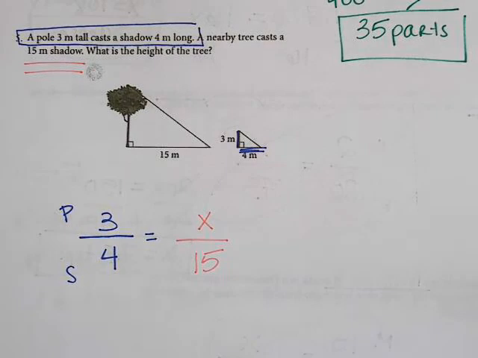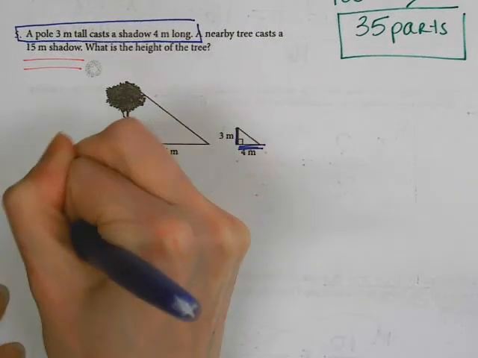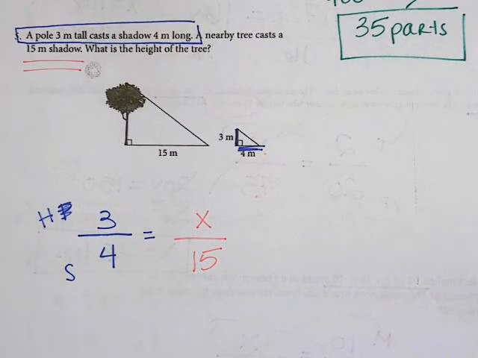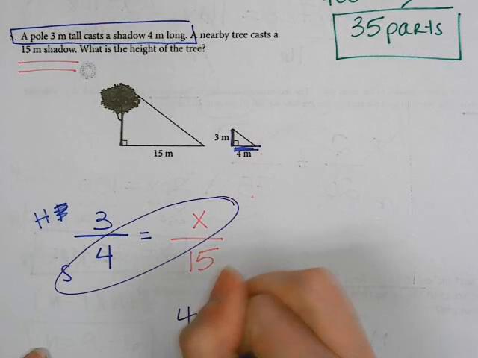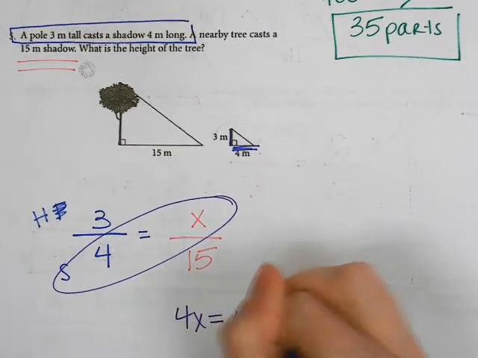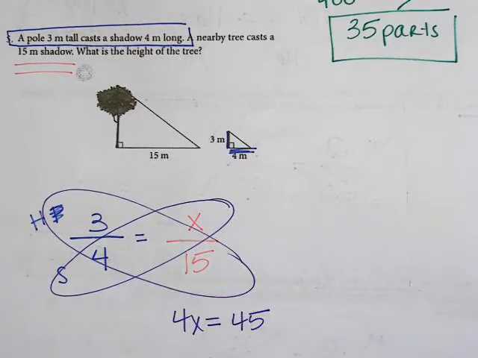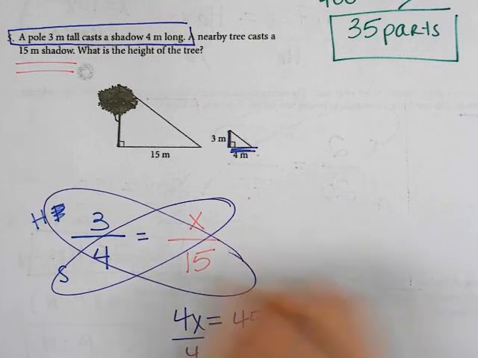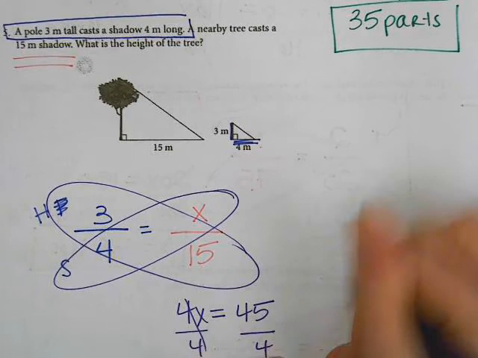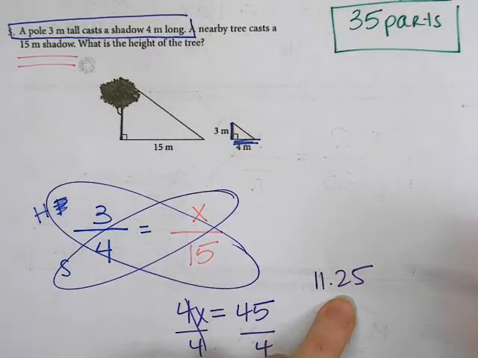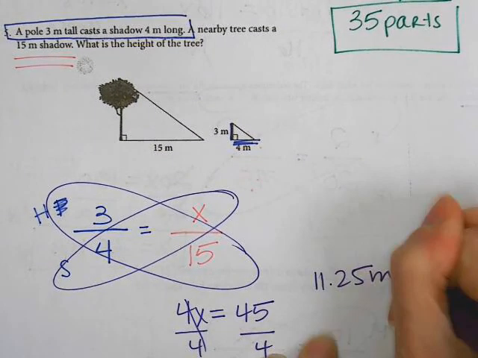You know what, actually? This should have been height. Height to shadow. Height to shadow. All right, cross multiply. 4 times x is 4x. 3 times 15 is 45. And then just divide by 4. And you should be good. 45 divided by 4 is 11.25 meters. These are all in meters.